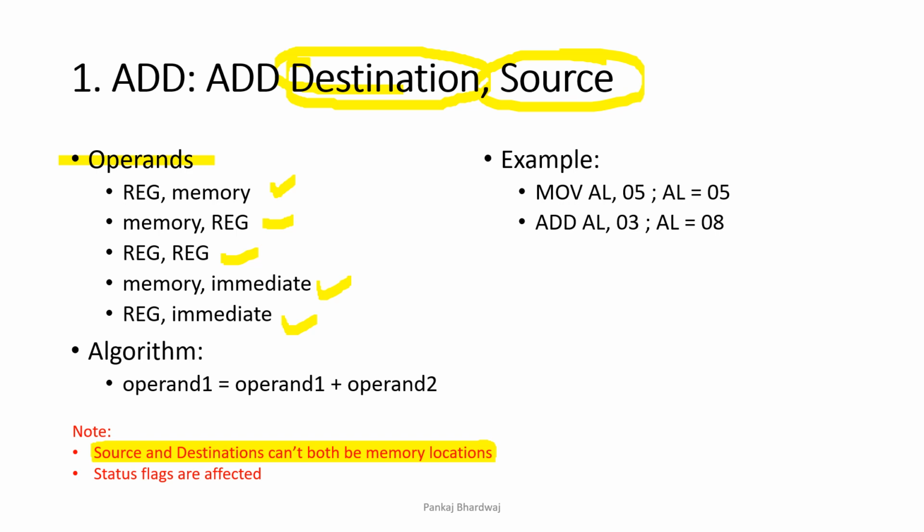The algorithm for this addition is operand 1, that means the destination, will be destination plus the source. So for example, I want to add 05 with 03. That means 05 is moved into the AL register first, then immediately 03 will be added to this AL. So the answer will be 05 plus 03, that is 08.